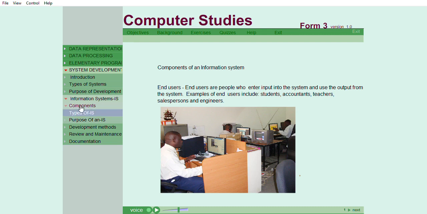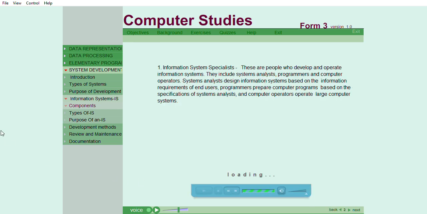Components of an information system. End users. End users are people who enter input into the system and use the output from the system. Examples of end users include students, accountants, teachers, salespersons, and engineers. Information system specialists. These are people who develop and operate information systems. They include systems analysts, programmers, and computer operators.